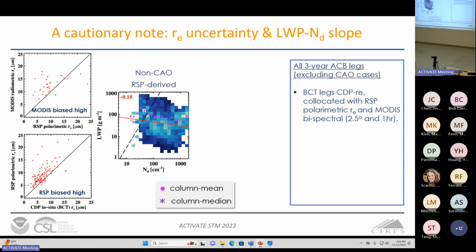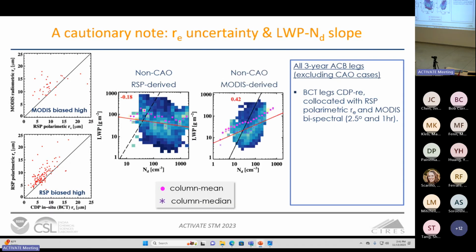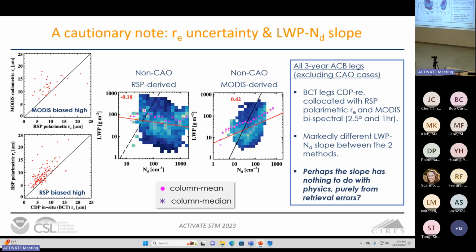And then this is the RSP-derived liquid path ND relationship, and this is MODIS-derived. You see there's a remarkable difference between the two relationships, and I'm trying to figure out whether this is possible without any physics, just due to a retrieval bias from the satellite methodology giving you a bias like this.